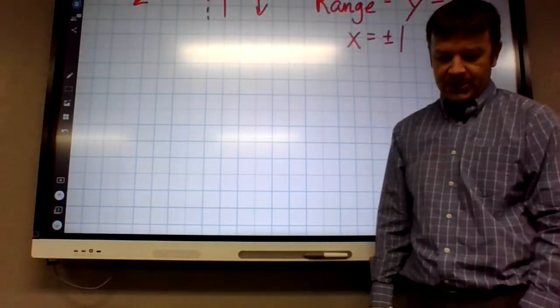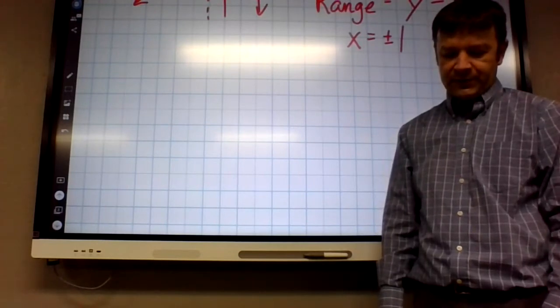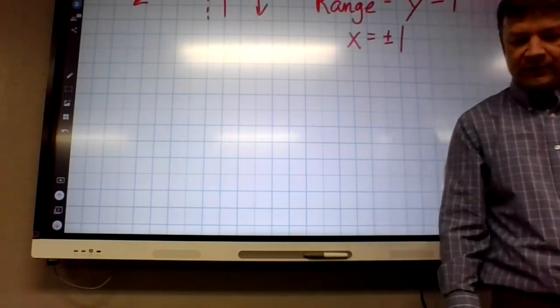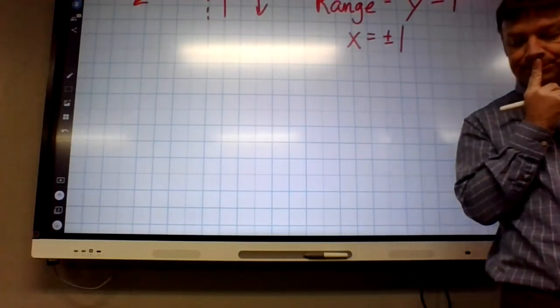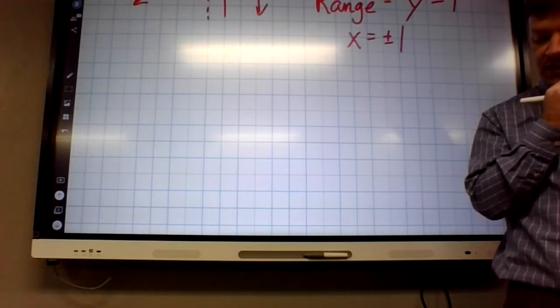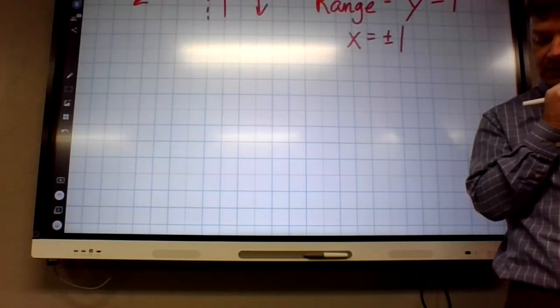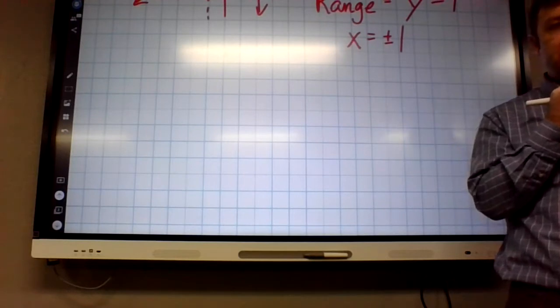So number 3 says find f plus g of x. Why don't you guys try A, B, C, and D?